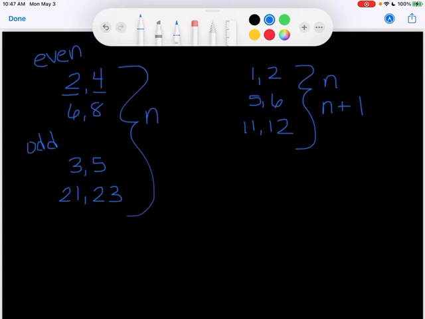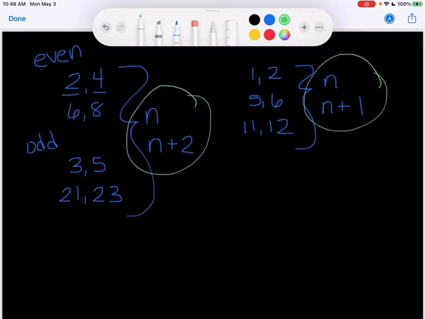But with consecutive even and consecutive odd, if our first number is n, then the next number is not n plus 1, because n plus 1 in this case would be 3. You have to go up by 2 to get to the next even, or go up by 2 to get to the next odd. So if it's consecutive even or consecutive odd, you'd have n, and then the next one would be n plus 2. This is very important when you're solving these consecutive integer problems.